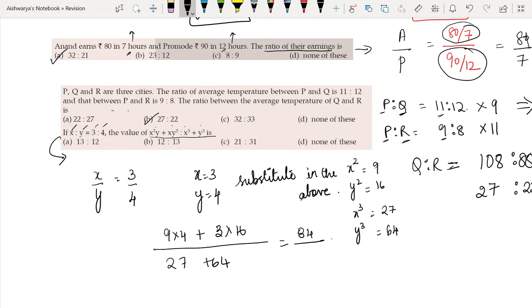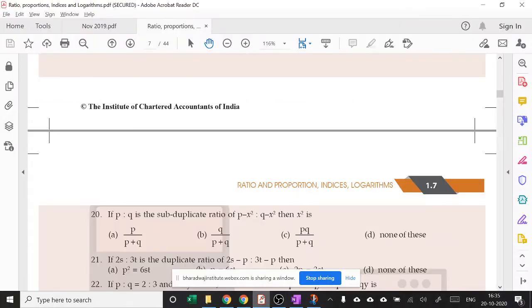Divided by 27 plus 64, which will give you 91. So both are divisible by 7. So this will give you 12 by 13 as the answer. Are we clear? This is the easiest or the simplest way to do this. Okay, these kinds of questions. So let us proceed with the textbook.